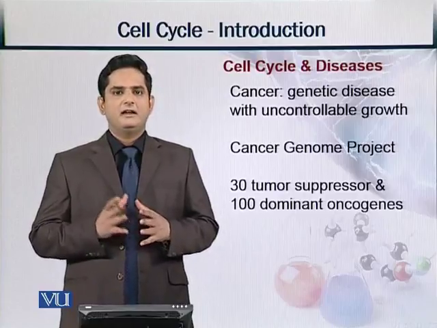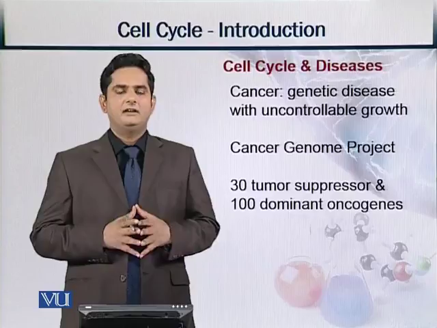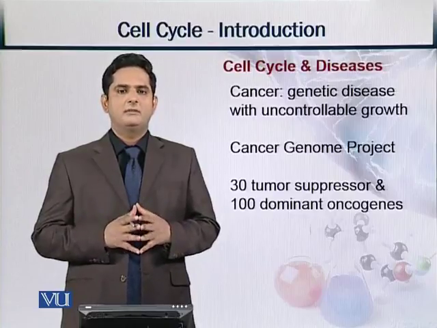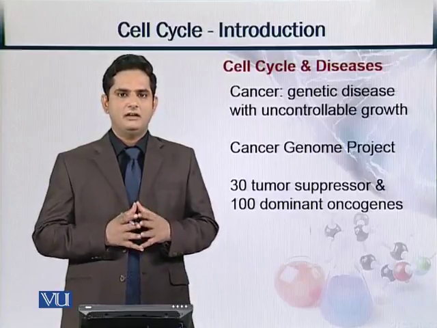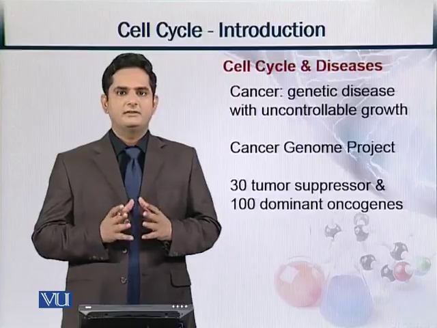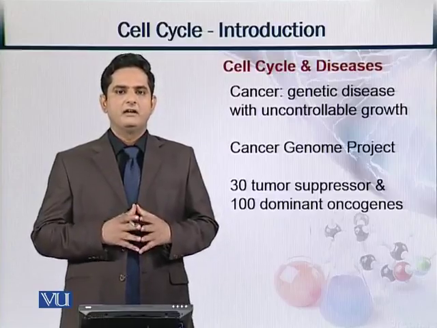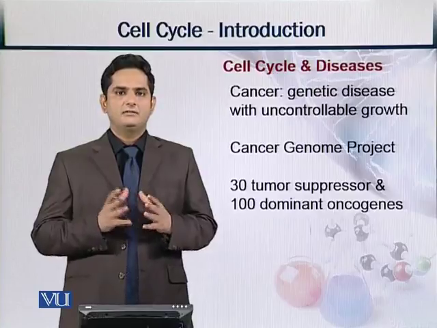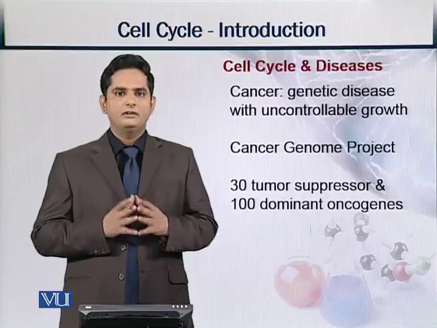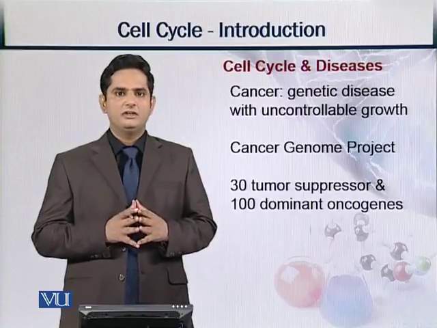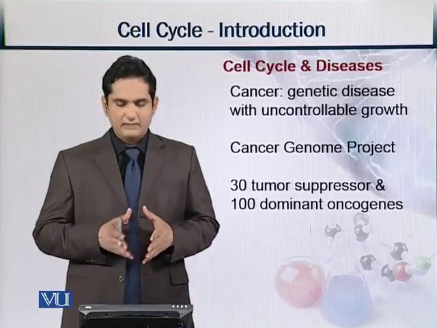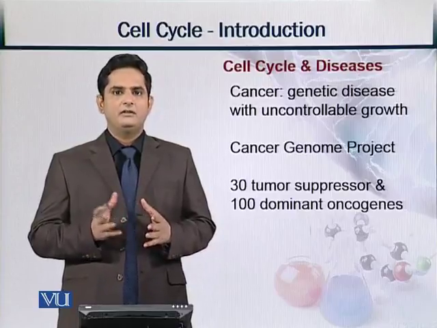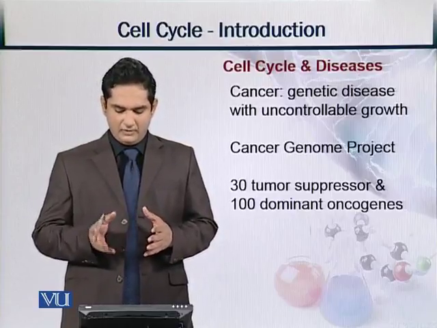For that purpose, there is a cancer genome project. Basically, this cancer genome project is somewhat similar to the cancer genome atlas. The cancer genome atlas is basically a dictionary which contains definitions of different cancers, their types and their behavior. And the cancer genome project is basically parallel to the human genome project, but the idea is that out of all the genes which are related to humans, find out those genes which can cause cancers in human beings. In the cancer genome project, until now we have 30 tumor suppressors and 100 dominant oncogenes.